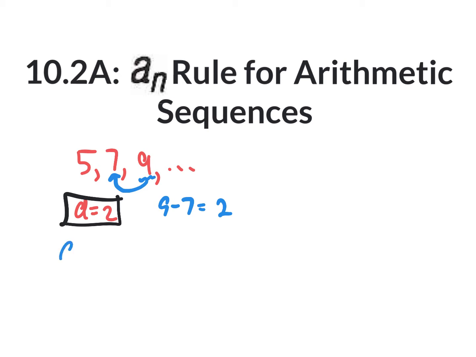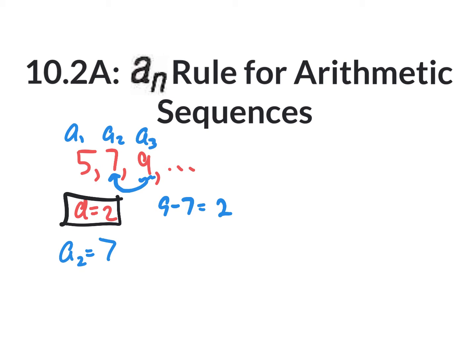If I asked you what is a sub 2, what would you say a sub 2 is? 7, that's right. Again, a sub 2 is just the notation for the second number on your list. Just like a sub 1 is the first number on your list, just like a sub 3 is the third number on your list.